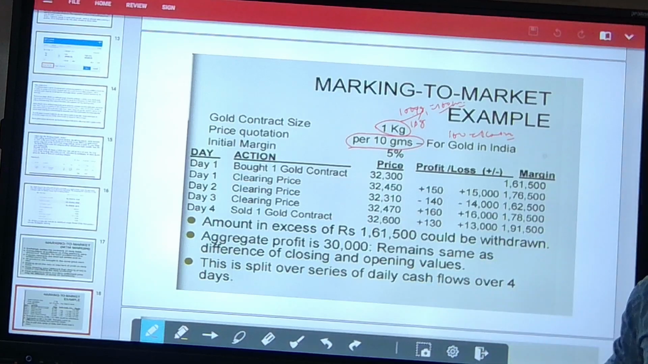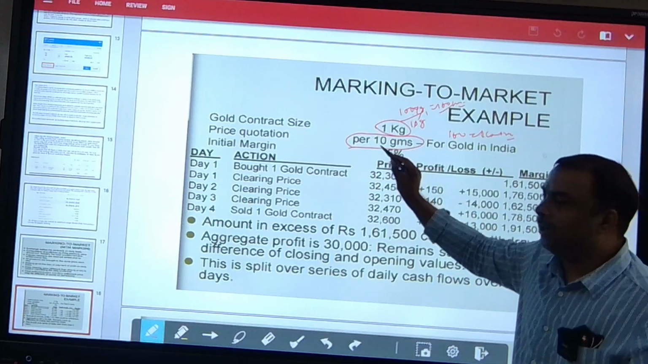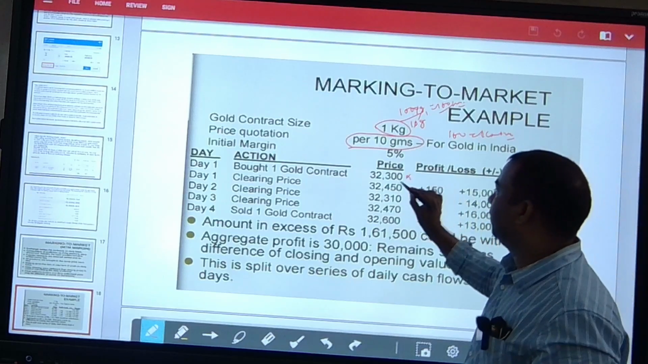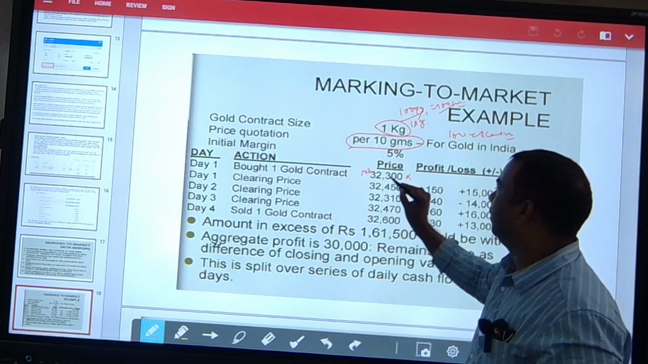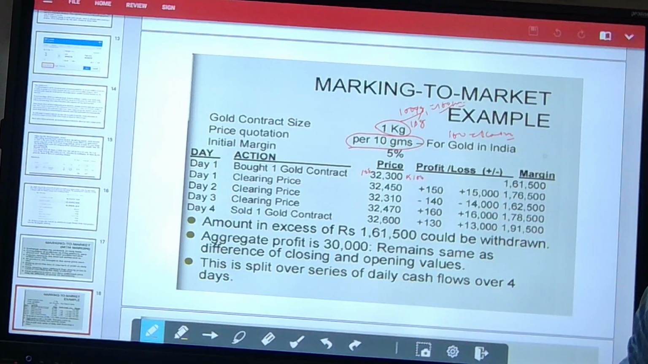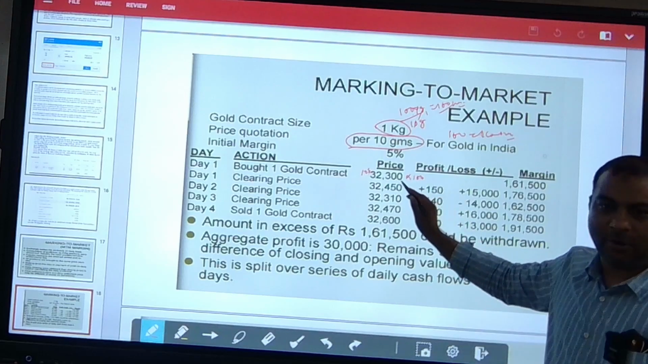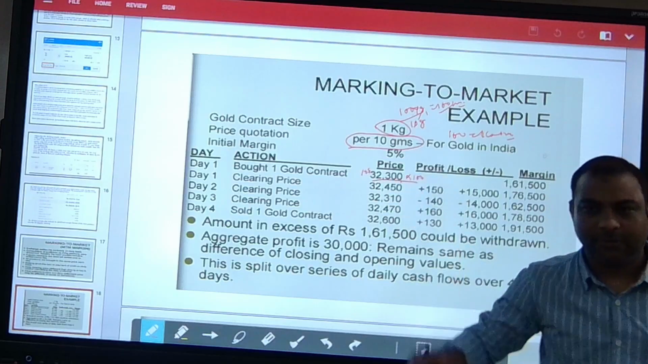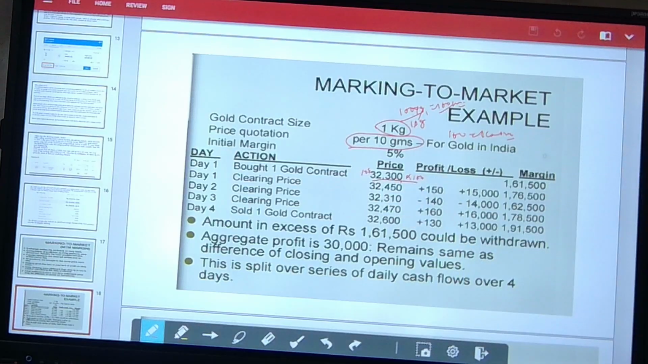आपको क्या खरीदना है? You have to buy 1 kg. For 1 kg you have to buy 10 grams 100 times. That means this is price of 10 gram only. You have to multiply it 100. So total contract value is this amount. Now calculate 5% of this total. निकालिए 5% of this total. You will get this value.